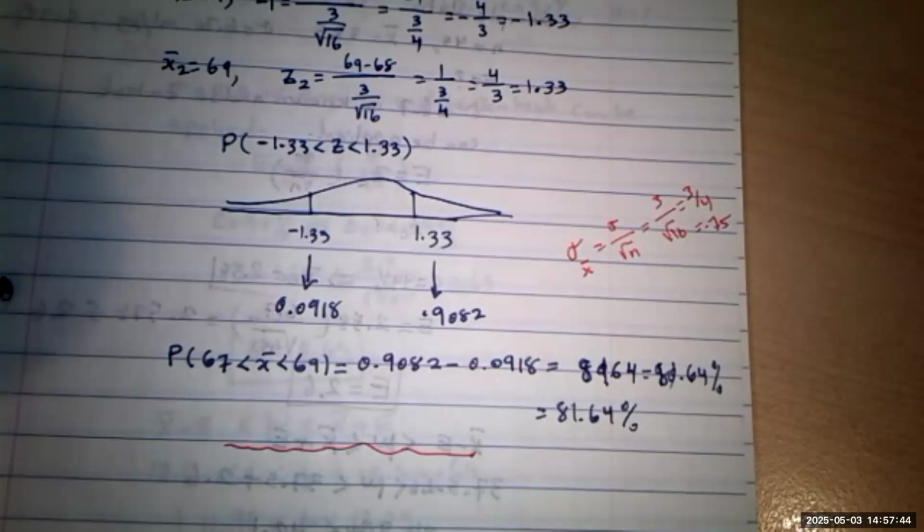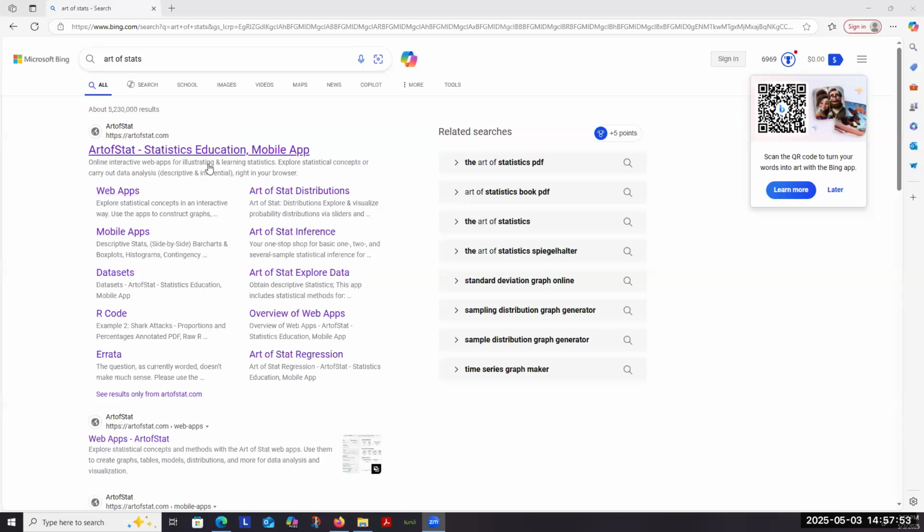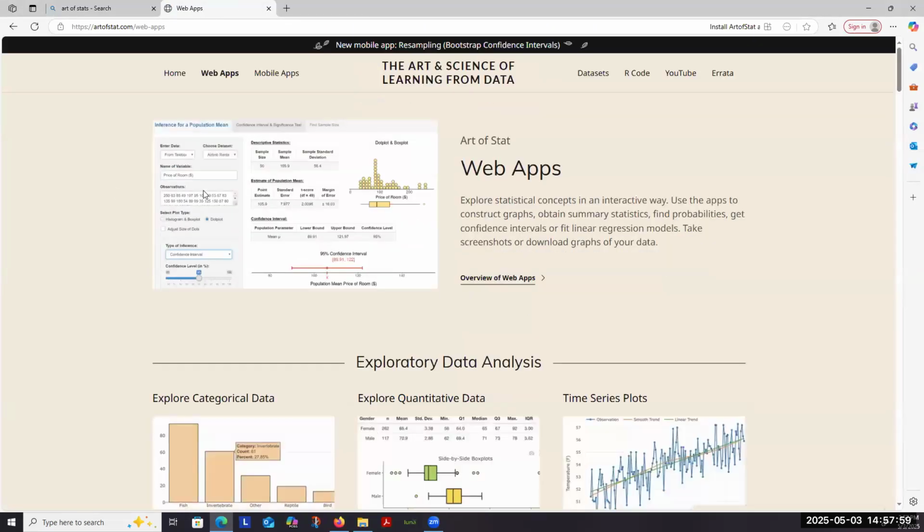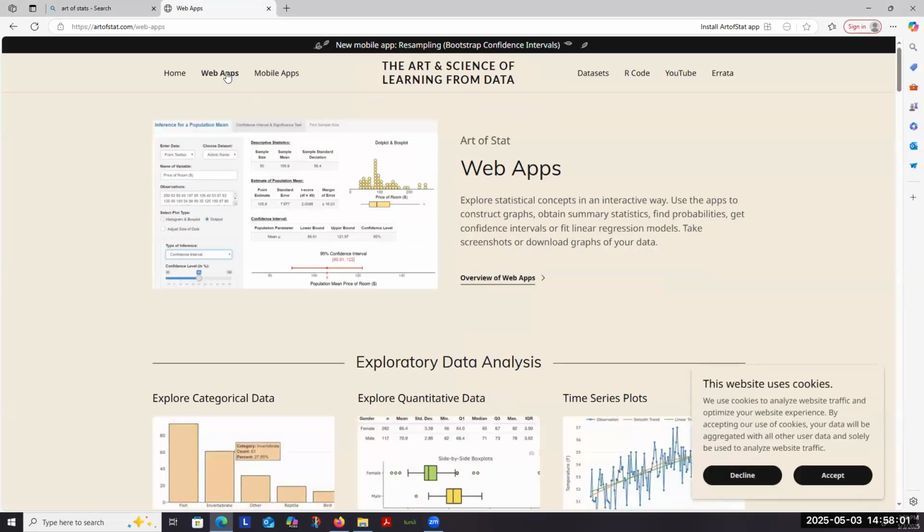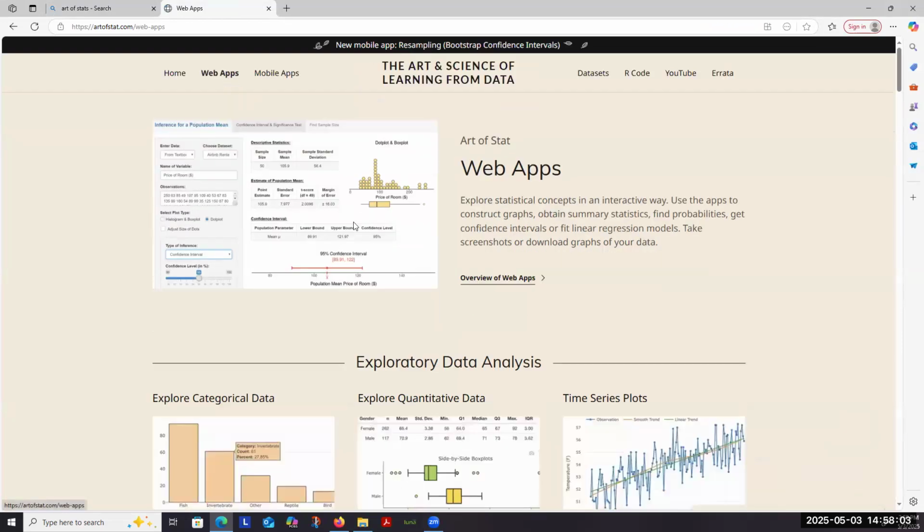So this is going to be our situation with ArtStat. You know it, you used it before. You can use other applications, but ArtStat is much, much easier. Okay, there you are. You go to the web, and you need only normal distribution. So that's a web application.